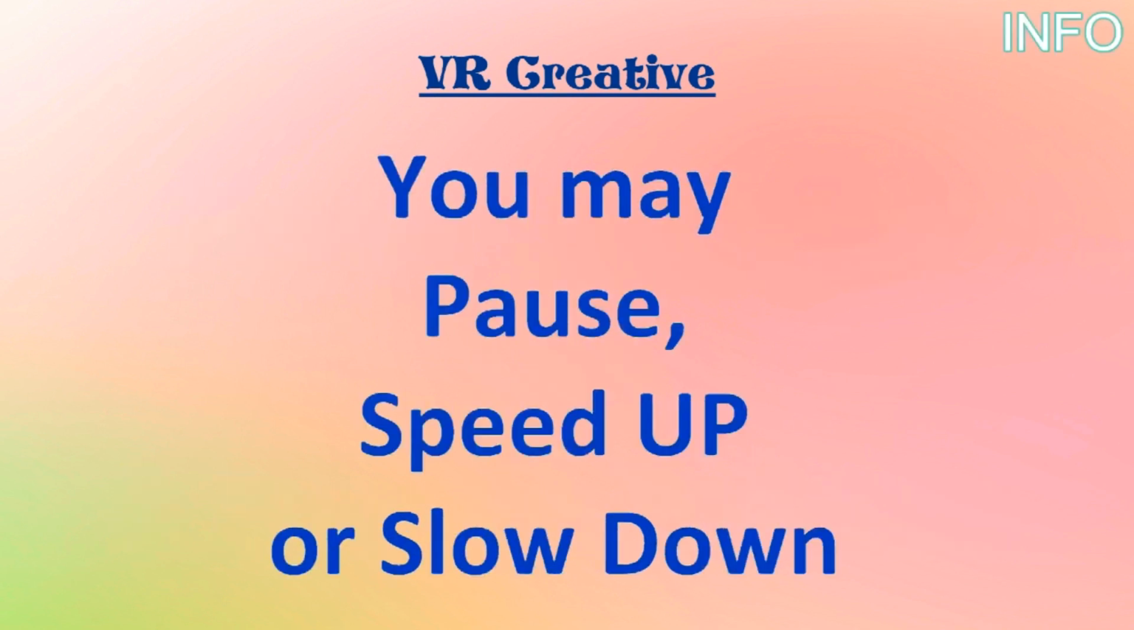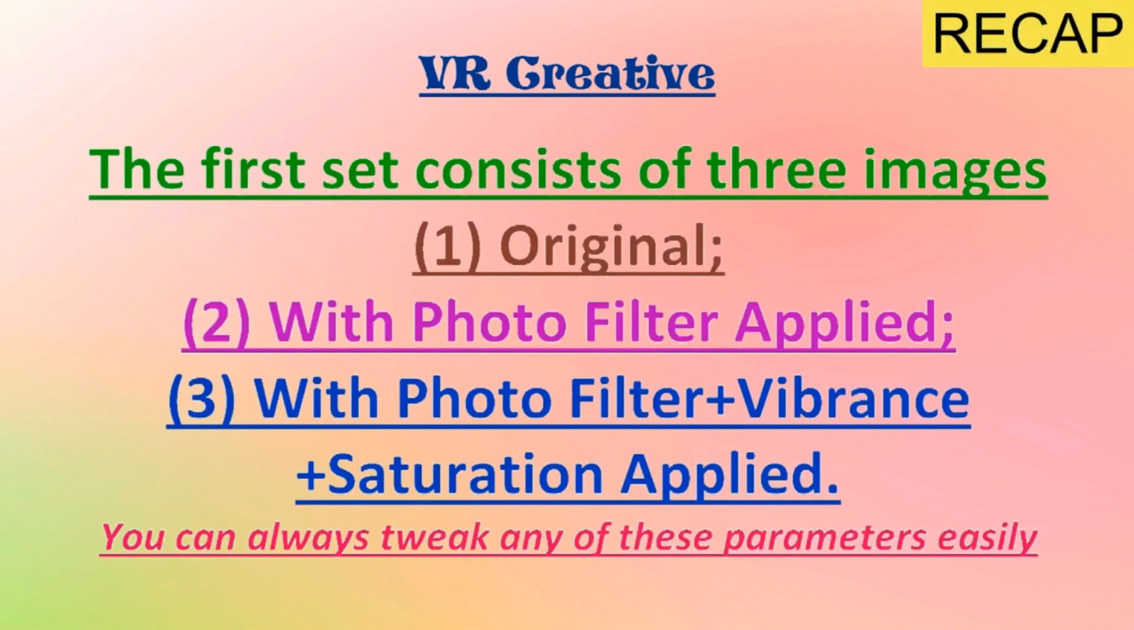You may pause, speed up, or slow down the video. The first set consists of 3 images: 1 original, 2 with photo filter applied, 3 with photo filter plus vibrance plus saturation applied. You can always tweak any of these parameters easily.